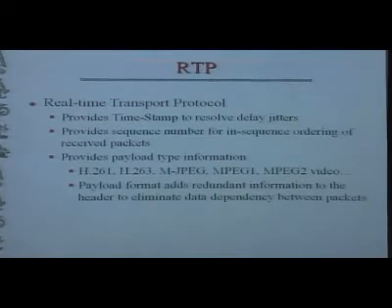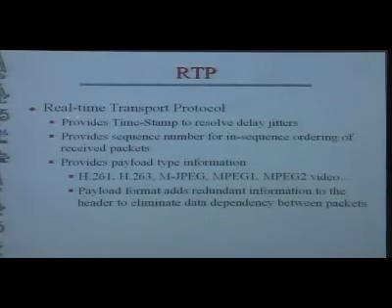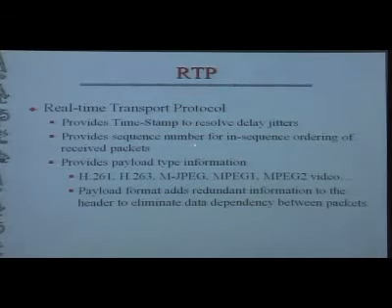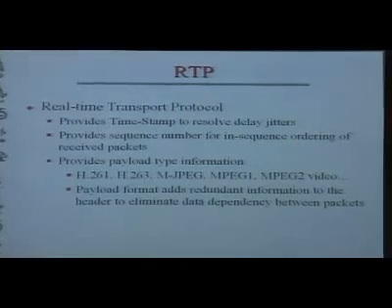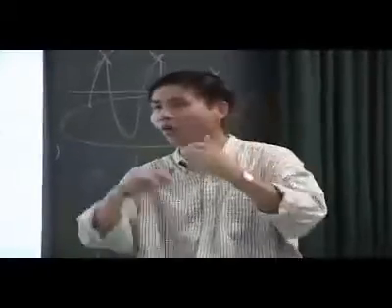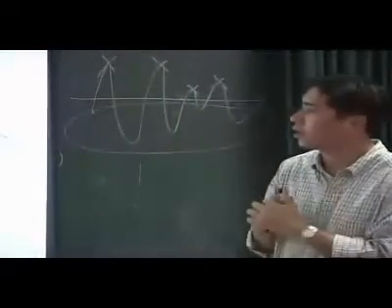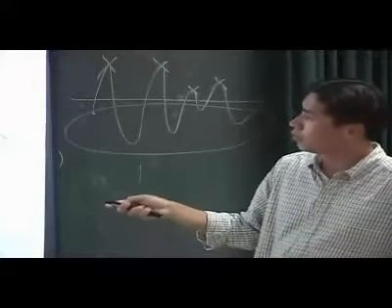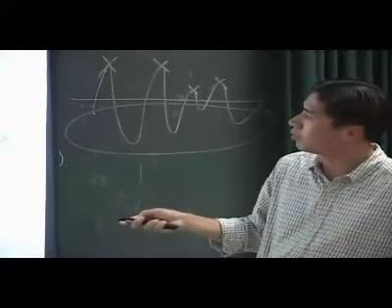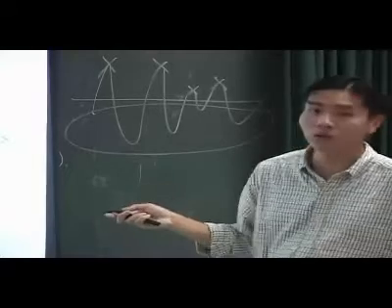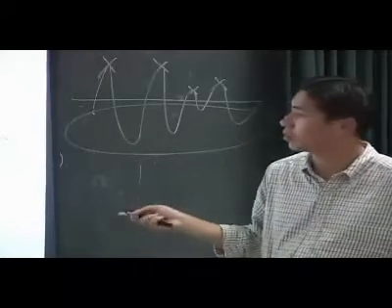Now, RTP is another protocol that we will use for real time. It provides a timestamp to resolve delay jitter. It provides not only the sequence number, but also a timestamp on your packets, so that you know which packets are waiting somewhere right now, and what the delay is. It provides payload type information. For example, it tells you what kind of video you are transmitting. This is part of the packet headers.